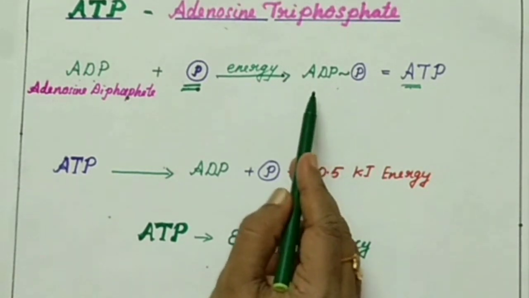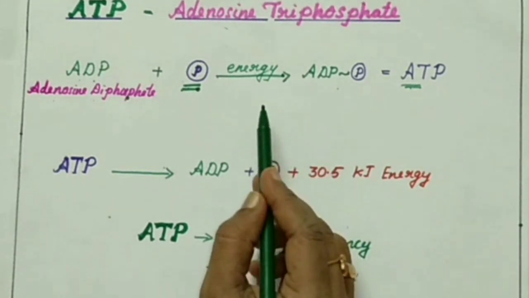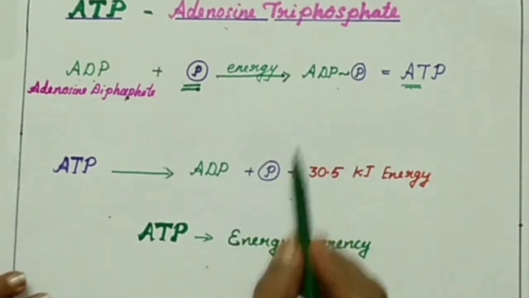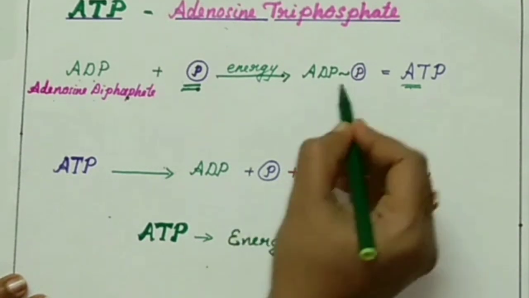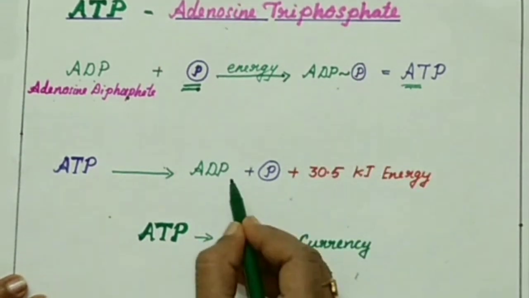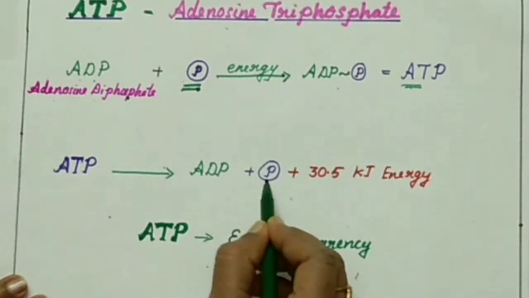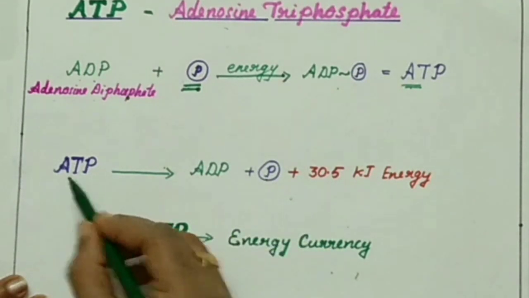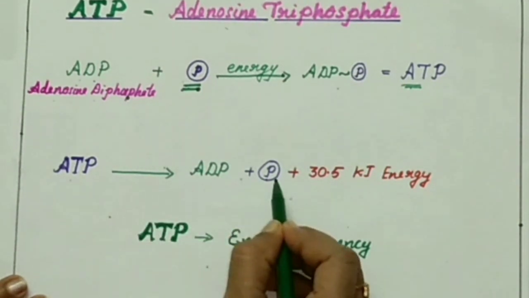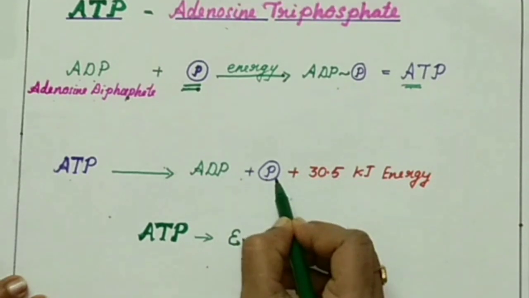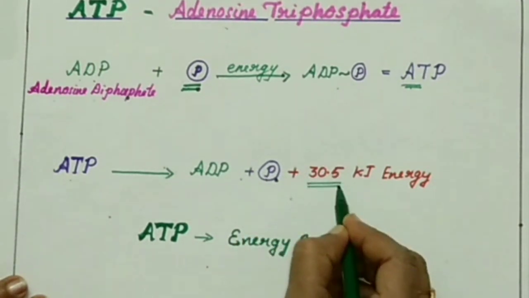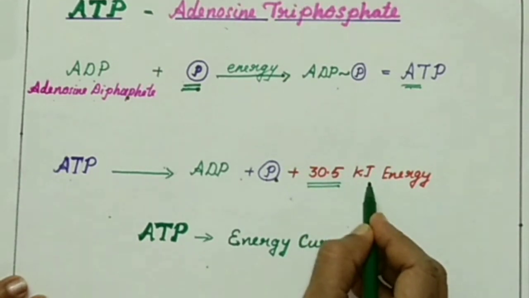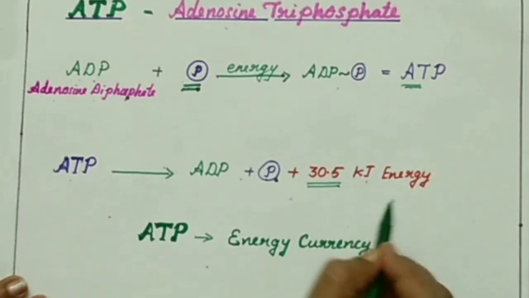So, whenever energy is needed by the cells, the terminal phosphate linkage is broken from the ATP molecule. The terminal phosphate linkage is broken down and energy equivalent to 30.5 kilojoules per molecule is released.